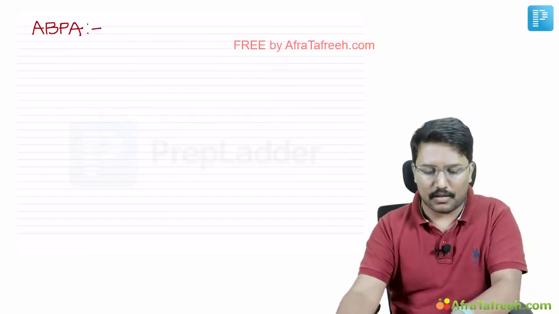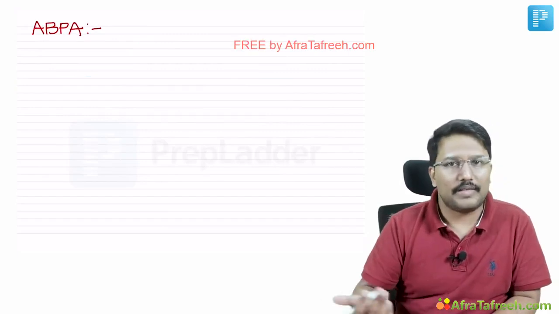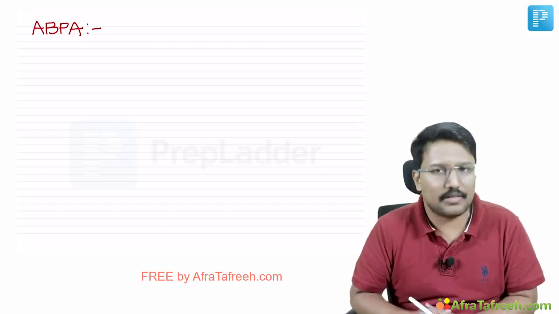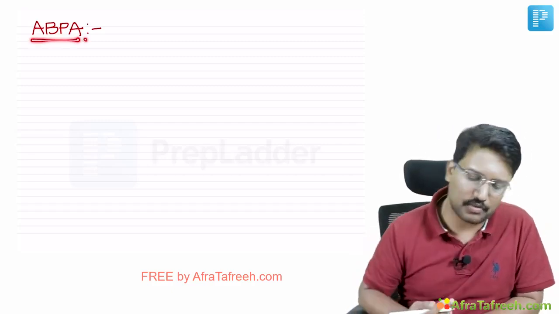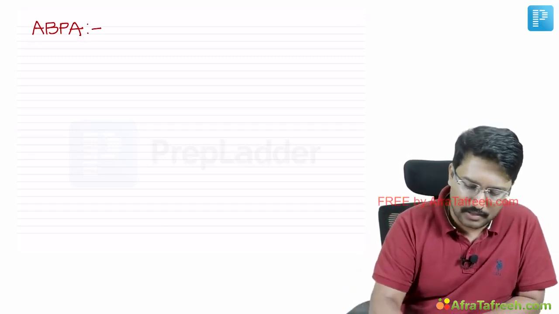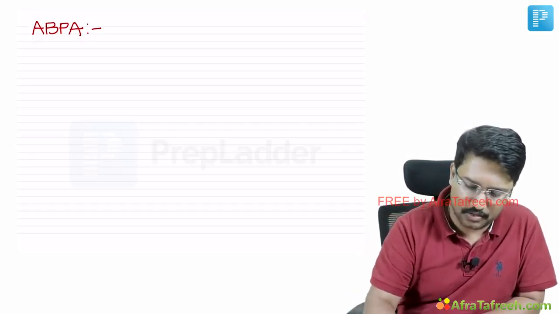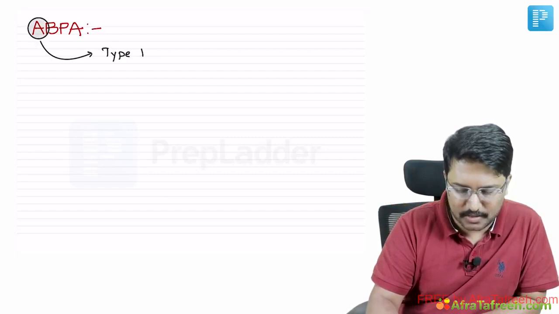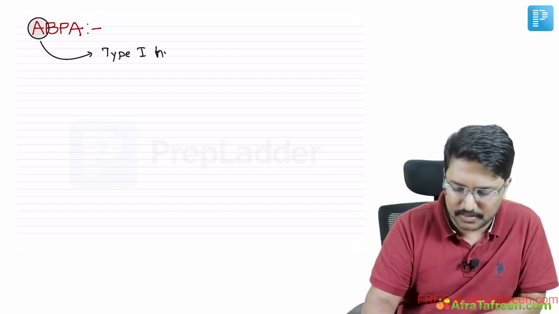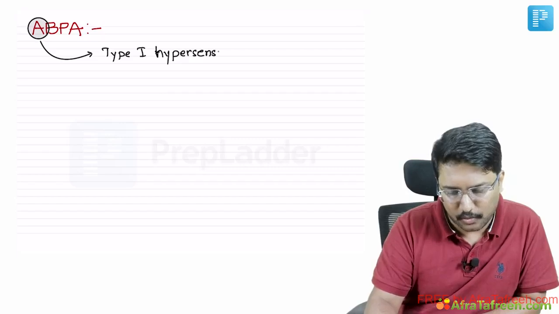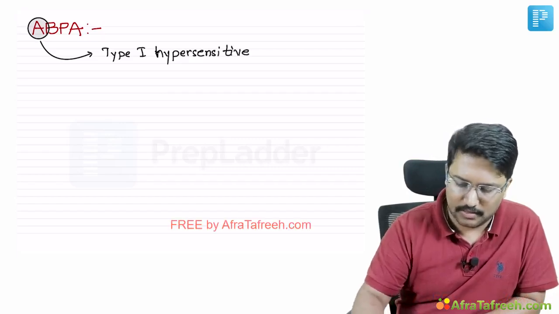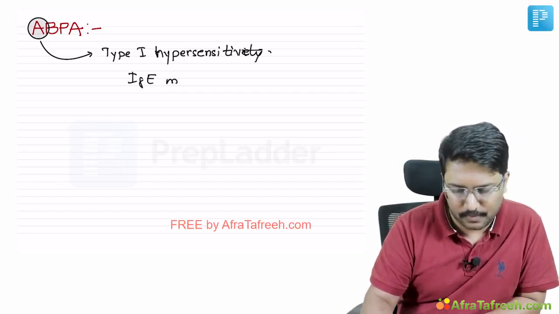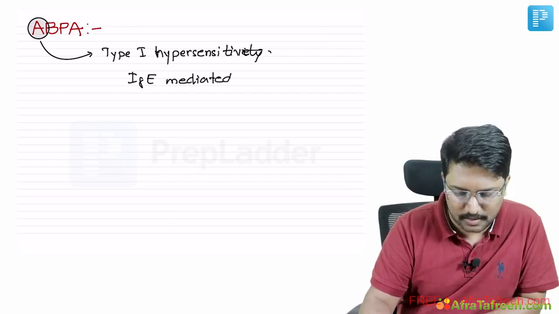Now let us talk about allergic bronchopulmonary aspergillosis. I always keep telling my undergraduate students that the name of the disease itself holds a lot of information about the disease. For example, in this case also, the name goes allergic bronchopulmonary aspergillosis. So that means we are talking about an allergic condition, right? And what kind of allergy are we talking about? We are talking about type 1 hypersensitivity reaction. So that means an IgE mediated reaction. It is an allergic reaction mediated by IgE, right?